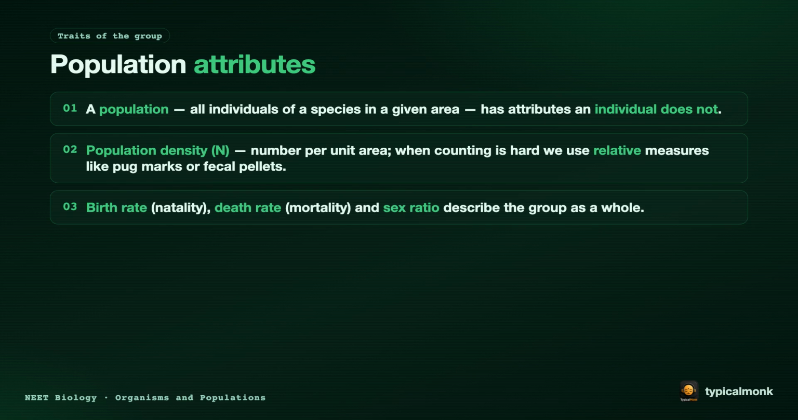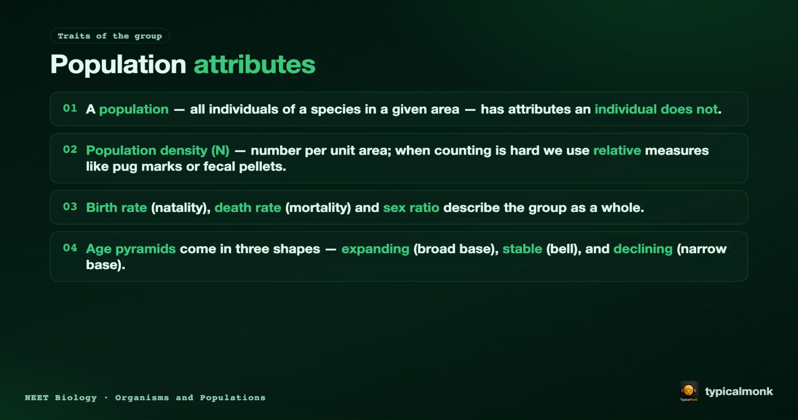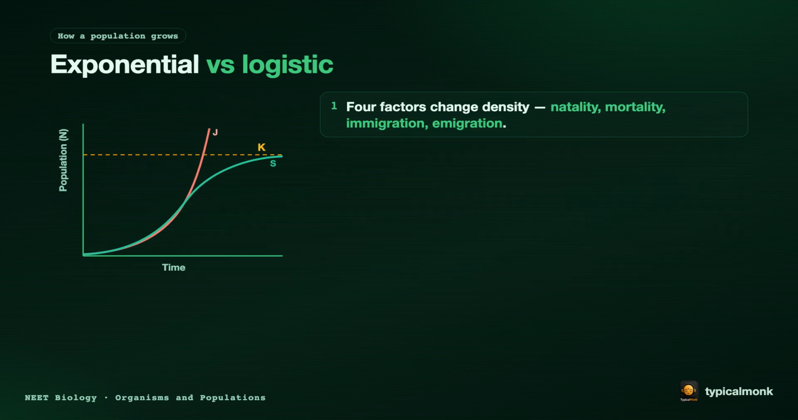Birth rate, that is natality, death rate, that is mortality, and the sex ratio, these describe the whole group. Age pyramids come in 3 shapes: expanding, with a broad base, stable, shaped like a bell, and declining, with a narrow base.